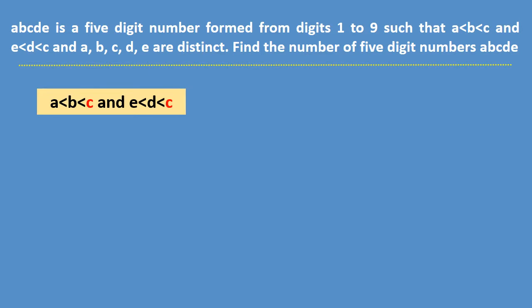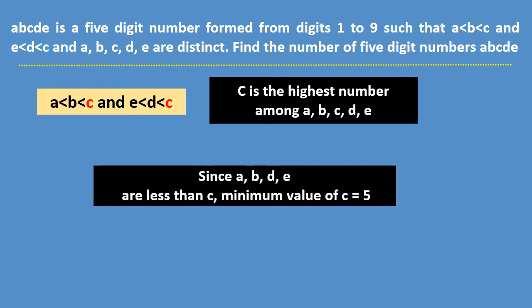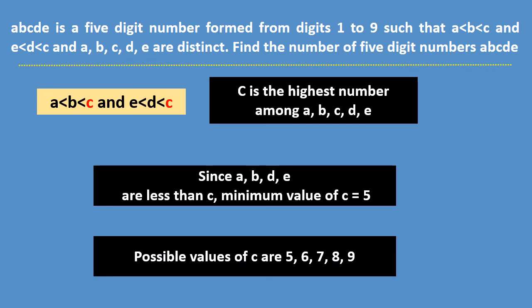Let us look at the conditions first. A should be less than B less than C, and E less than D less than C. As you must have observed, C is the highest number among A, B, C, D, E. Because C is the highest number, A, B, D, E are less than C, and because all these 5 digits are distinct, the minimum value that C can take is 5. So the possible values that C can take are 5, 6, 7, 8, and 9.